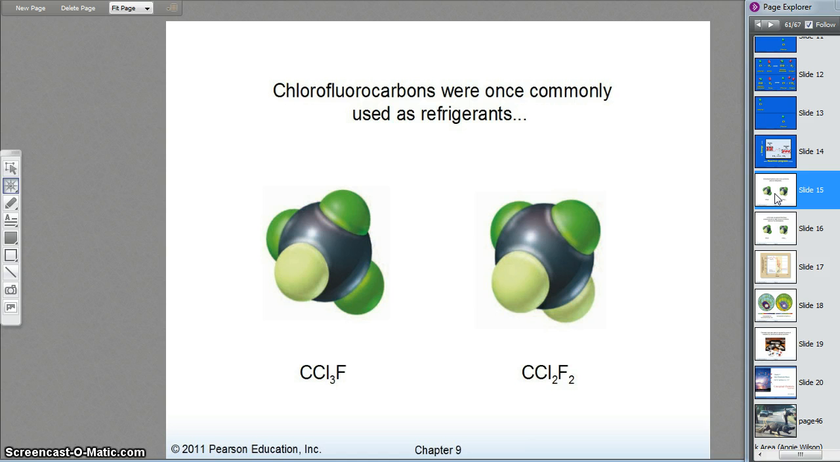So our whole chlorofluorocarbons, CFCs, were once commonly used as refrigerants. These are 2 different CFCs here. The one on the left is CFC11 and the one on the right is CFC12. These were commonly used as refrigerants, like in your air conditioning system.